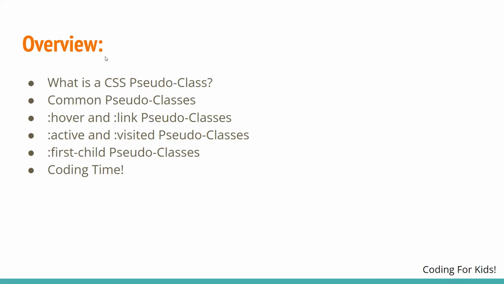In this video, we're going to be talking about CSS pseudo classes, and we're going to be learning what a CSS pseudo class is. Then we're going to be looking at the common CSS pseudo classes, which are hover, link, active, visited, and first child. And then finally, we're going to be doing some coding with CSS pseudo classes. So it's really short. It's not that long. Let's just jump right into it.